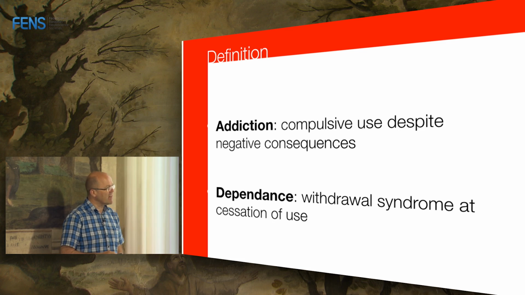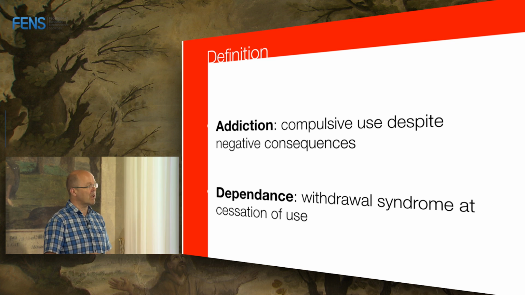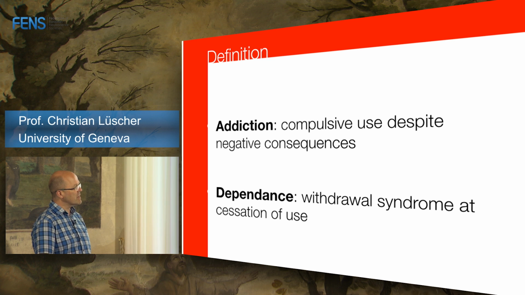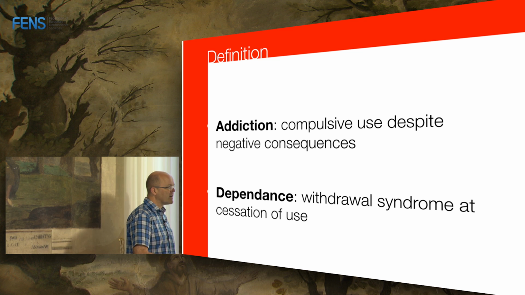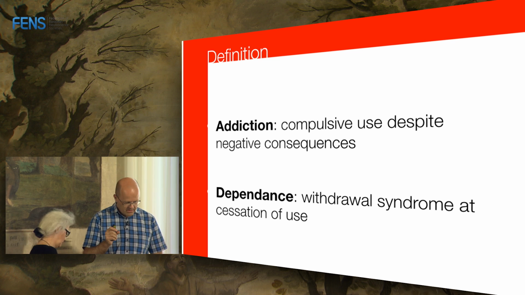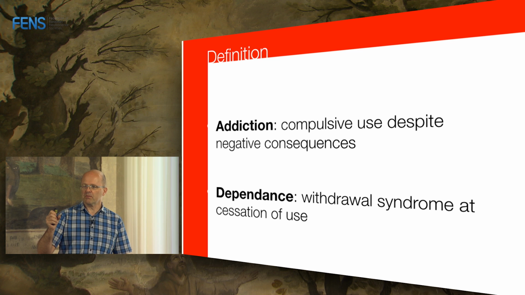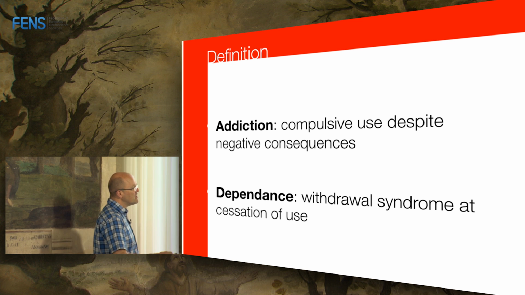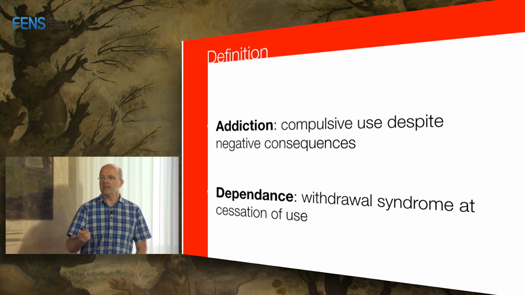Okay, but just as a starting point, we would distinguish between addiction and dependence. As we said yesterday, for us, addiction is the compulsive use despite negative consequences, and that contrasts with dependence that is simply defined by the occurrence of a withdrawal syndrome when you stop using the drug. And these two things are not necessarily the same. Obviously, there also is a withdrawal involved in addiction, but clearly they are different things.